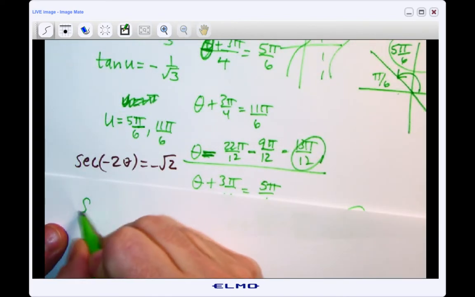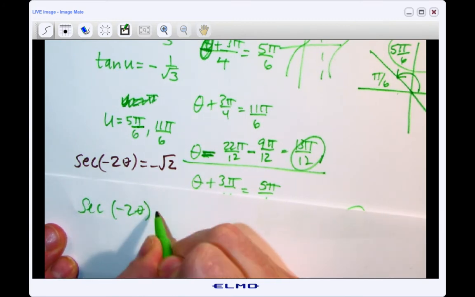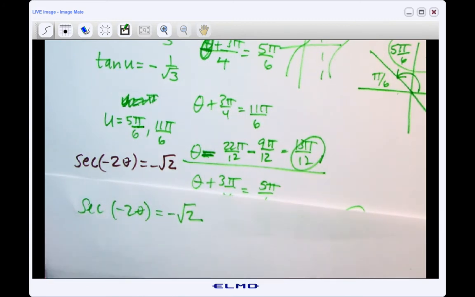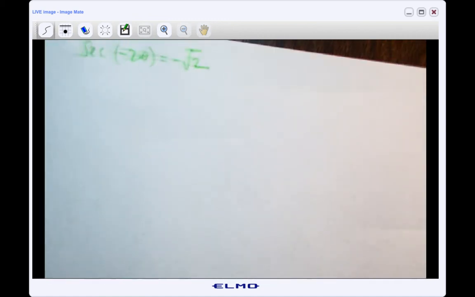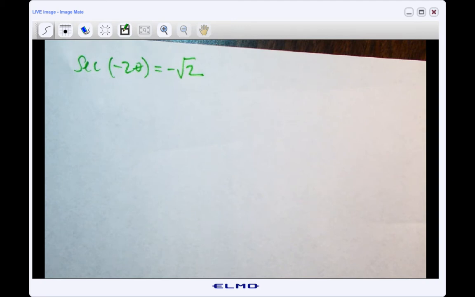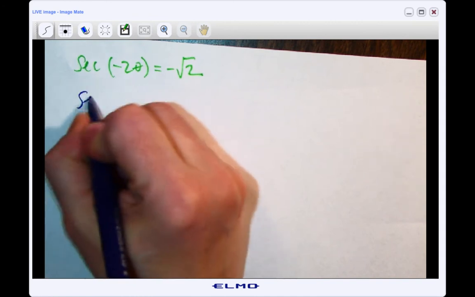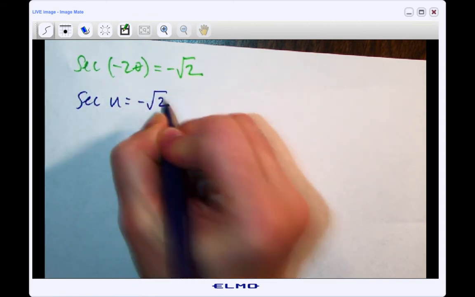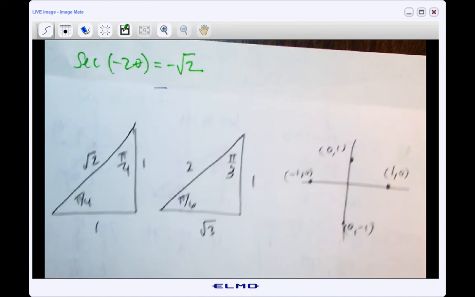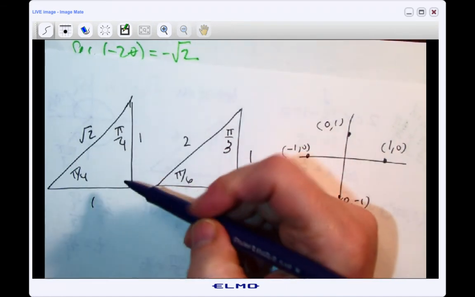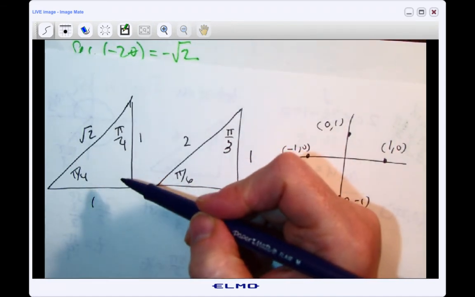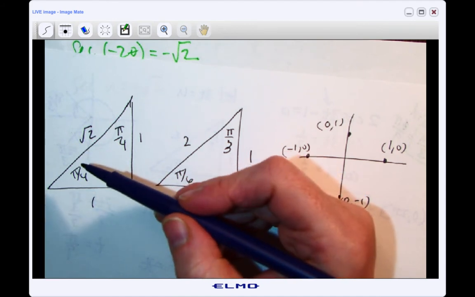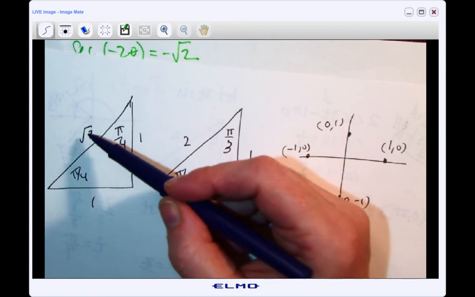Okay? So this next one is secant negative 2 theta is equal to negative root 2. Okay. So again, what do we do here? I'm going to think about it that same way that we've been thinking about them. I'm going to say secant u is equal to negative root 2. So which triangle should I be thinking about? Well, hopefully everyone knows it has to be this one, right? So we want the hypotenuse over the adjacent.